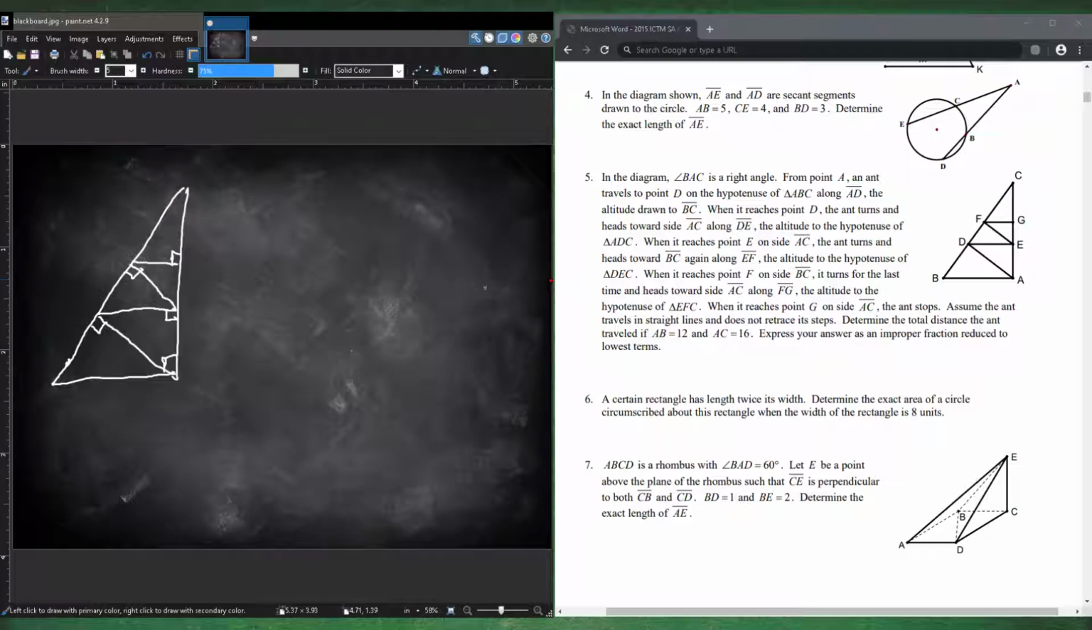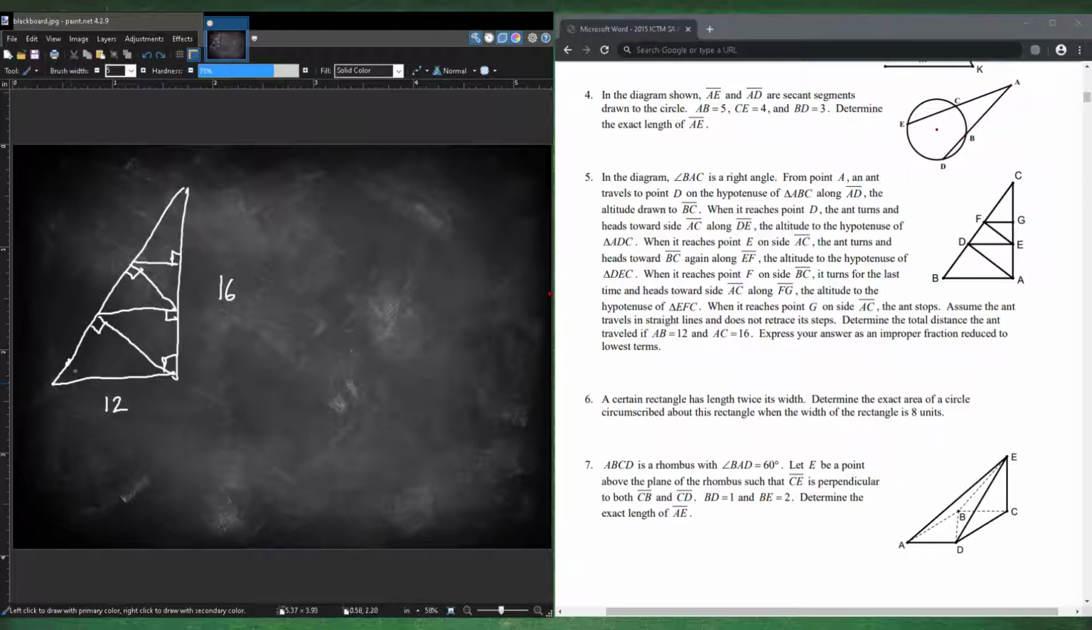So then, what is it asking to look for? When it reaches point G on side AC, it stops. Assume that the ant travels in straight lines and does not retrace its steps. Determine the total length the ant traveled if AB is 12. So this is 12. And AC is 16. So we need to determine the total length. So we need to find this plus this plus this plus this, basically.